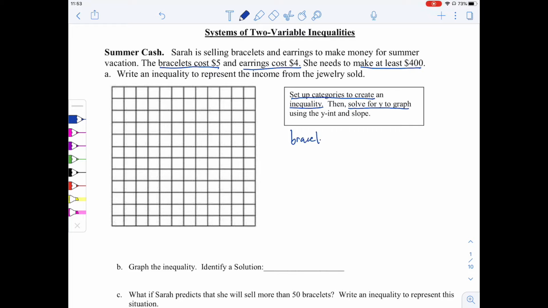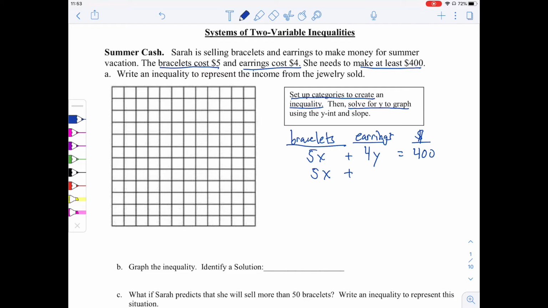So our categories: we have bracelets, earrings, and money. Bracelets were $5, so 5x. Earrings cost $4 per earring, so 4y. That's going to be equal to $400. So that's our equation: $5 per bracelet, $4 per earring, and we want to make a total of $400. We want to make at least $400.